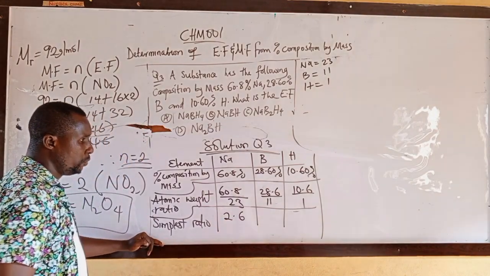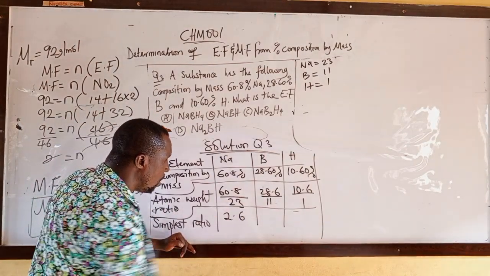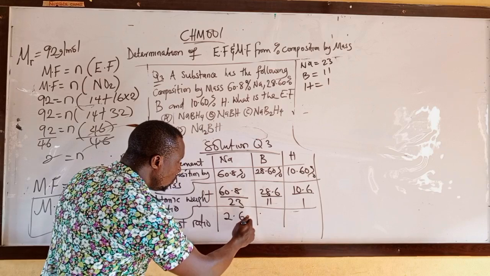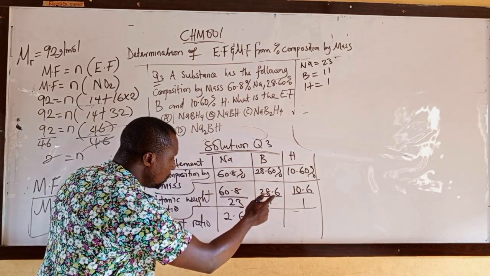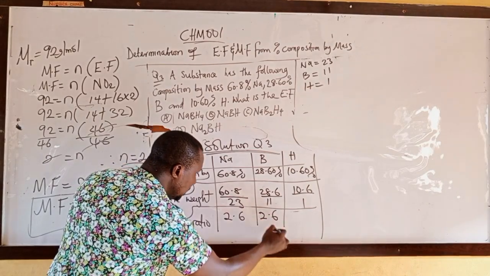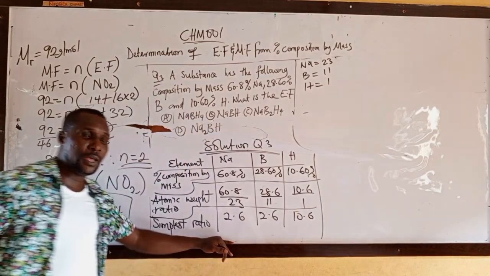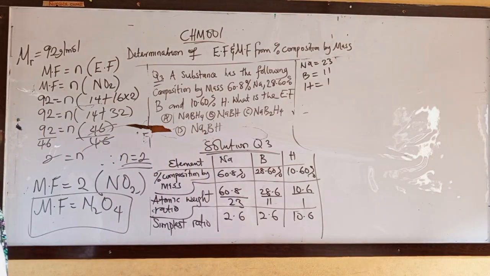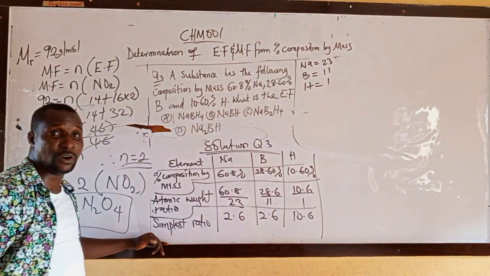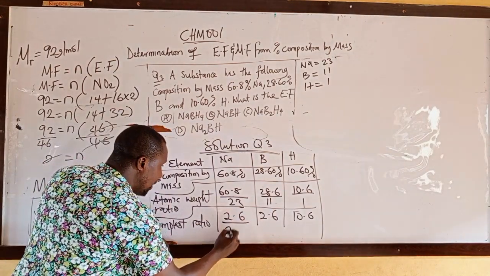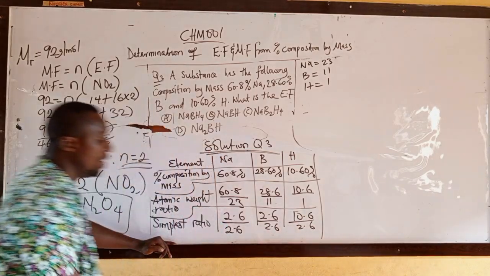2.6. This one divided by 11 will give you 2.64 or something like that. This one divided by 1 will give you 10.6. Then what happens? Divide by the smallest. That means we have this one and this one, they are the smaller ones. Divide by 2.6, divided by 2.6, divided by what? 2.6.